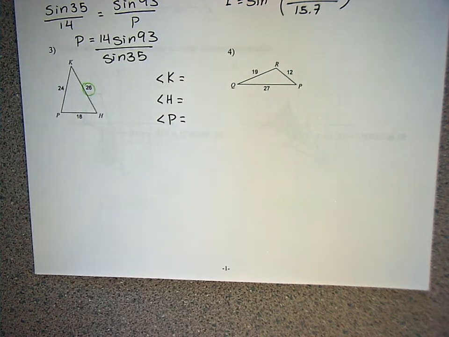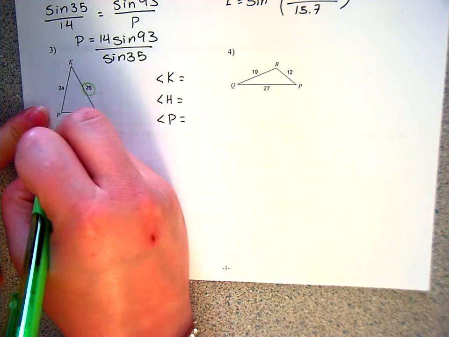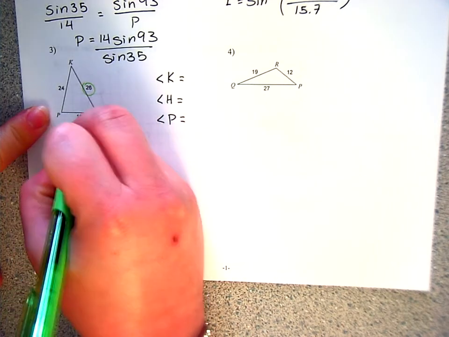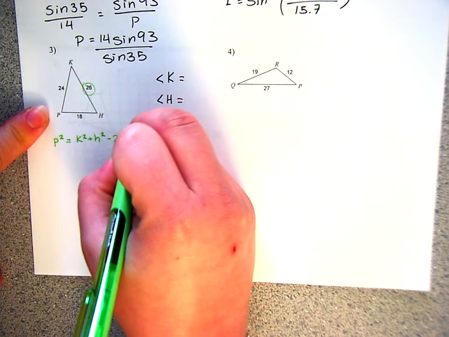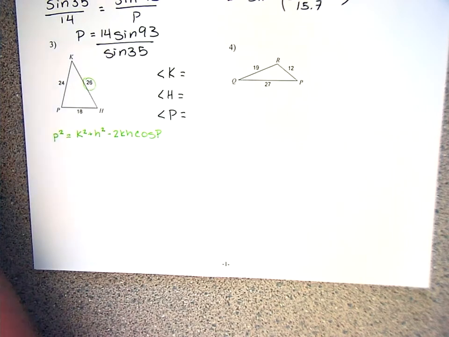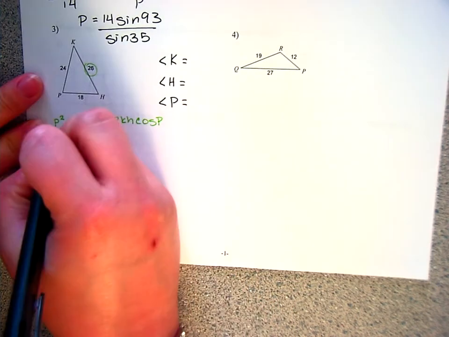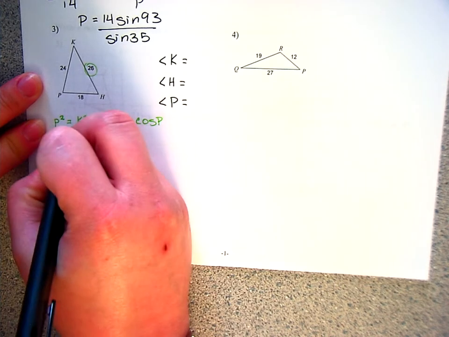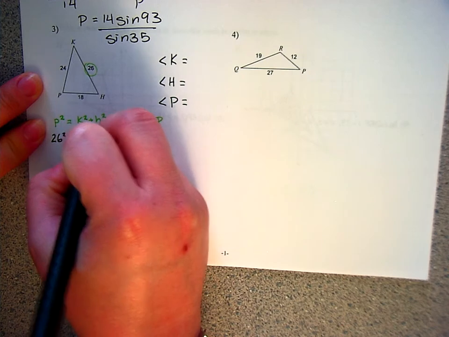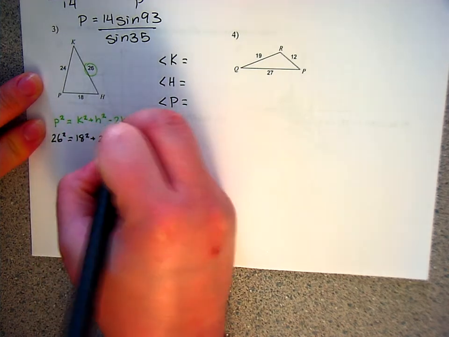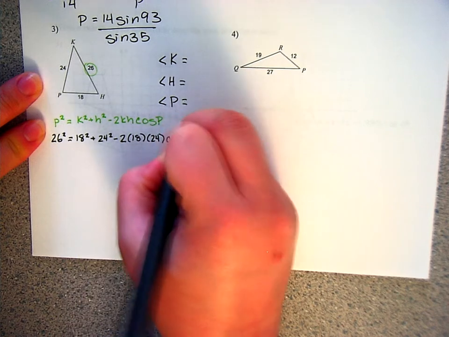So the law of cosines form that I'm going to be using is P squared is equal to K squared plus H squared minus 2KH times cosine P. So I know P is equal to 26, so 26 squared. K is equal to 18, so 18 squared. H is equal to 24, so 24 squared, minus 2 times 18 times 24, and then I don't know P, so it's cosine P, because that's what I'm looking for.